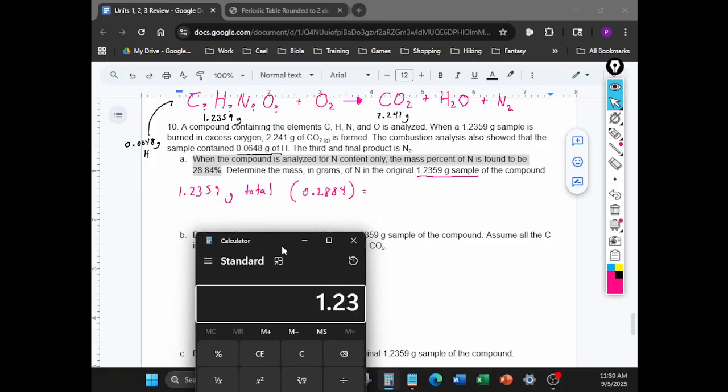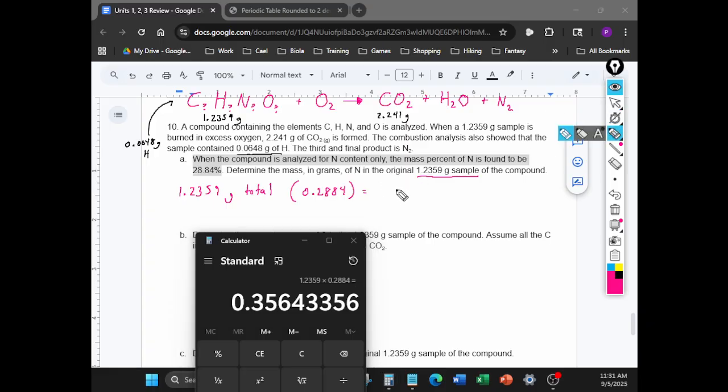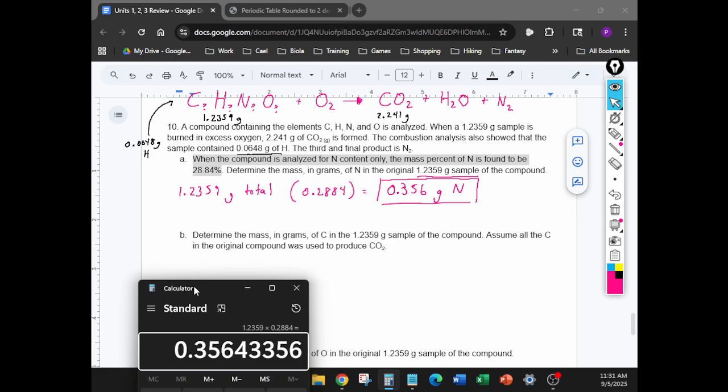So 1.2359 times 0.2884. And so what we get for part A is 0.3566, and we're going to label it grams of nitrogen. And that'll be the answer to part A. Okay, so part A, pretty easy. All right, so far so good, guys? Okay, let's go to part B.